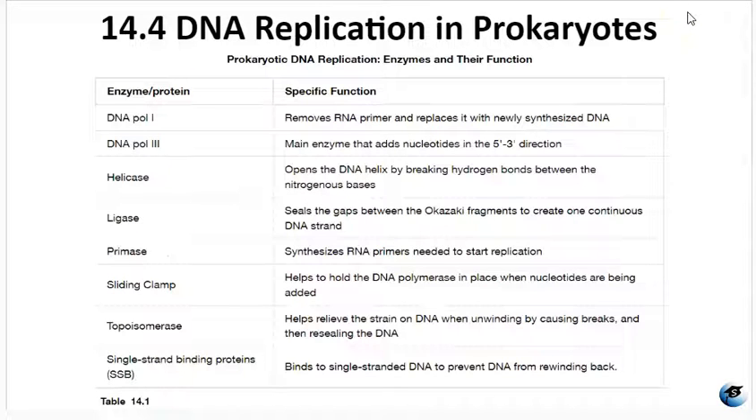And table 14.1 gives all of the enzymes involved in prokaryotic DNA replication that we went through earlier. DNA polymerase 1 removes the RNA primer and replaces it with DNA. Polymerase 3 adds the nucleotides. Helicase opens up the DNA strand. Ligase seals up the gaps that are left. Primase makes the RNA primers. Right, so this is a very good table to keep all of those enzymes straight.